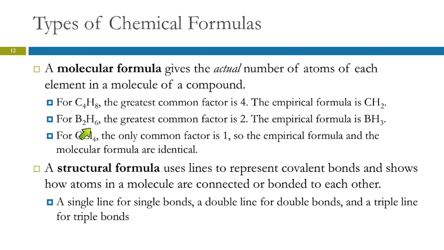For B2H6, these subscripts 2 and 6 have a common factor. The largest common factor is 2, and so we can divide both of them by 2, and we get the lowest ratio of 1 to 3, BH3. For some compounds, the molecular formula and the empirical formula are the same. We looked at carbon tetrachloride, CCl4. That's a ratio of 1 to 4. We can't simplify that any further. And so the empirical formula and the molecular formula for that compound are exactly the same.